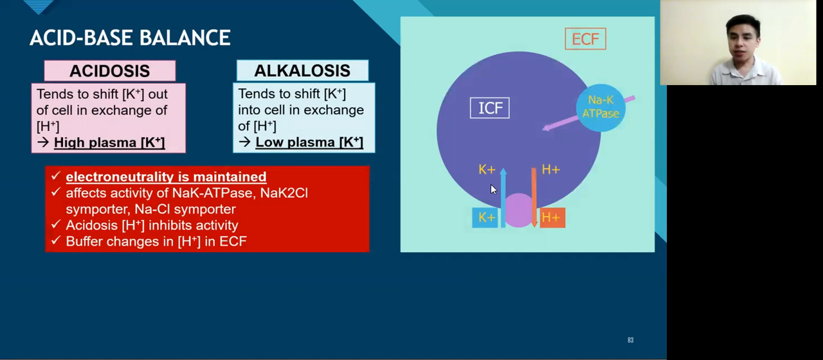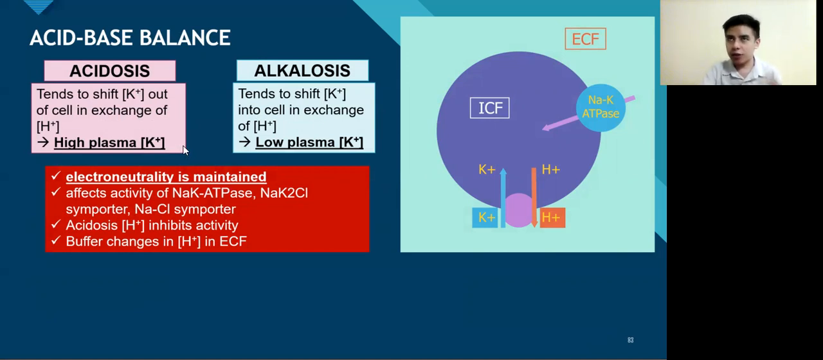Alkalosis is the opposite. In alkalosis, there's not enough hydrogen ion outside, so hydrogen goes out, potassium goes in, and hypokalemia will happen. Just to maintain neutrality, if you let out a positive, there must be a positive in exchange. They also note that H ion inhibits the sodium potassium ATPase, so more potassium remains outside the cell. That's why acidosis has high plasma potassium.